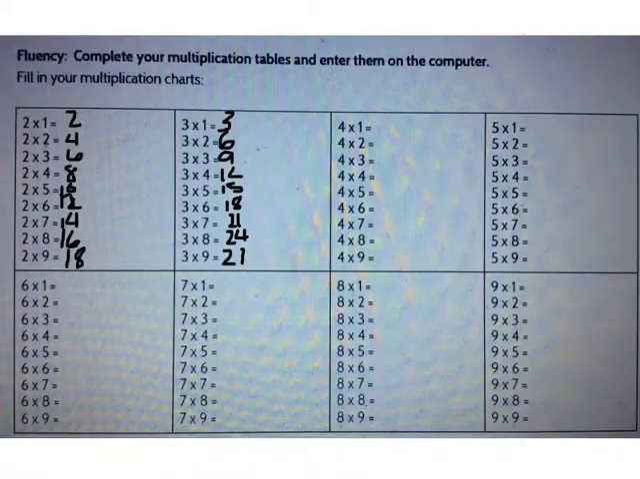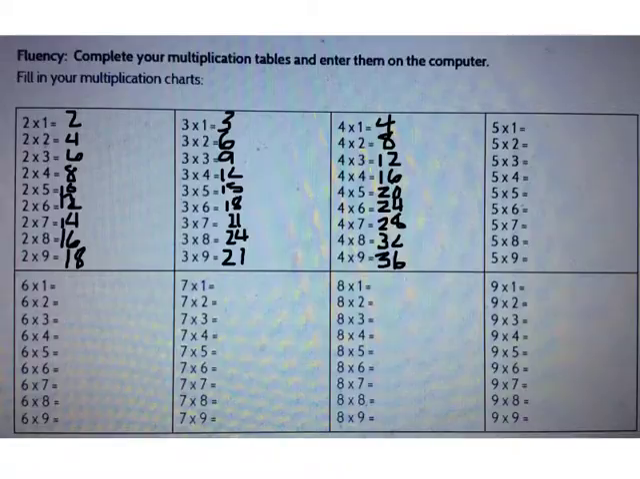Check to make sure your multiples are correct. Now write the multiples of 4, then enter them on your computer. Check to make sure your multiples are correct. Now write the multiples of 5 on your paper, then enter them on your computer. Check to make sure your multiples are correct. Now write the multiples of 6 on your paper, then enter them on the computer.